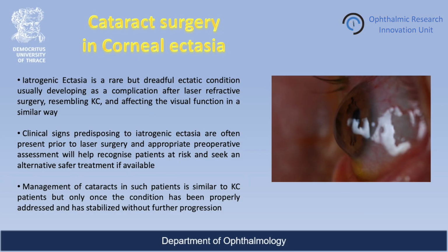Finally, iatrogenic ectasia is a rare but dreadful ectatic condition usually developing as a complication after laser refractive surgery, resembling keratoconus, and affecting the visual function in a similar way. It is important to know that clinical signs predisposing to iatrogenic ectasia are often present prior to laser surgery, and appropriate preoperative assessment will help recognize patients at risk and seek an alternative available safer treatment. Management of cataracts in such patients is similar to keratoconus patients, but only after the condition has been appropriately managed and has become stable and non-progressive.